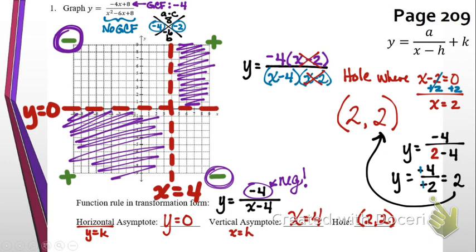Before I use my A value to count, I'm going to graph my hole. So I'm going to go to 2, 2. So 2, 2 is right here. And I'm going to draw in a hole, like a big donut. And then I'm going to use my A value. A is negative 4. So how do I use that to graph the rest of this?